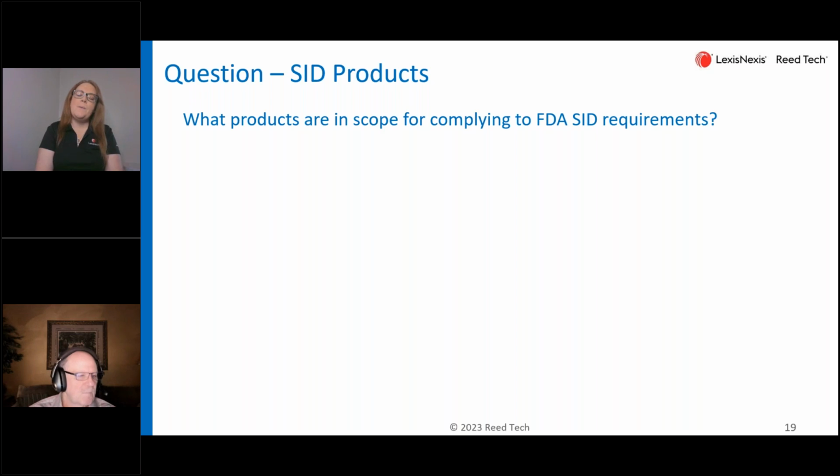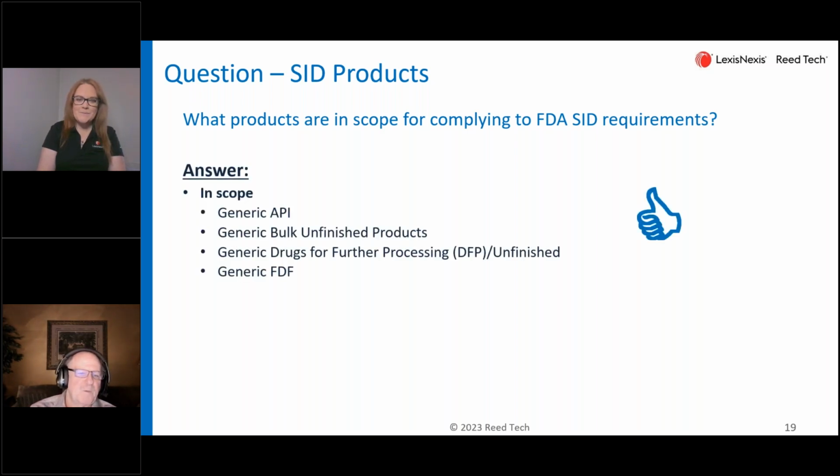Okay. So what products are in scope for complying to FDA self-identification requirements? Oh, all of these acronyms are tripping me up. Well, we've kind of alluded to those products, Aaron. We talked about those active pharmaceutical ingredients. We didn't mention specifically the bulk unfinished products and the drugs for further processing.